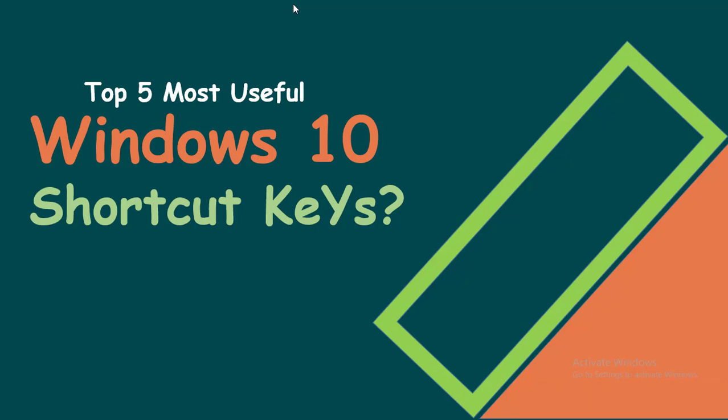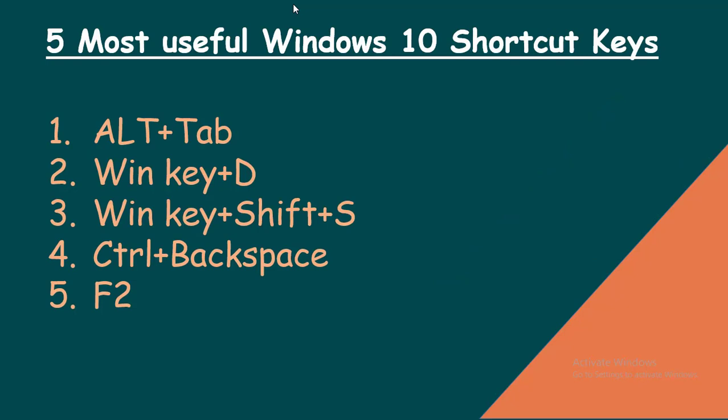Let's go to the first slide. Here are the most useful Windows 10 shortcut keys. The first one is Alt plus Tab. The second one, Windows key plus D. The third one, Windows key plus Shift plus S. The fourth one, Control plus Backspace, and the fifth one, F2. I will cover one by one.